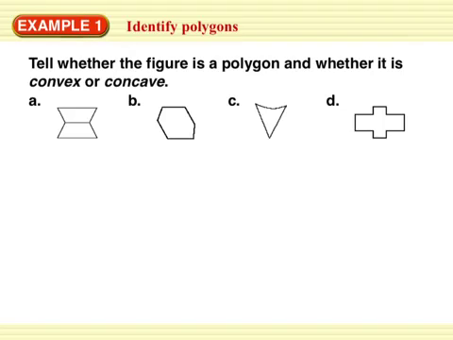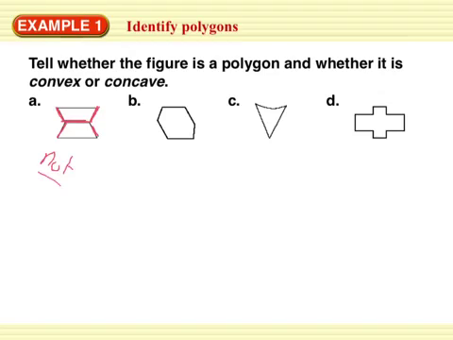First set of examples. Tell whether the figure is a polygon and whether it is convex or concave. The first one, if I look, some segments intersect more than 2 segments. If you look at this one right here, color it in red, it intersects here and here, here and here. So it's not a polygon.